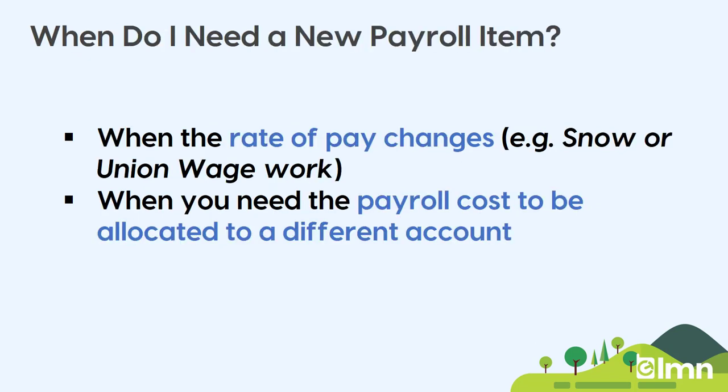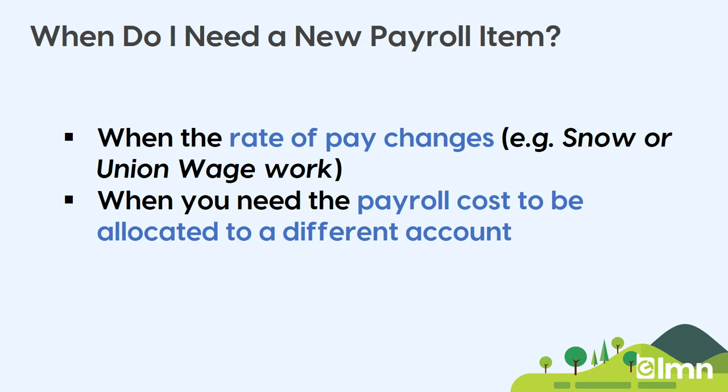So you need new payroll items in two scenarios. Number one, when an employee's rate of pay changes, i.e. for snow or union wage work. And number two, you need a new payroll item when you need the payroll cost to be allocated to a different account. But that's for chart of account. Payroll items are really simple in that basically you only really need to pay attention to the first one, when the rate of pay changes.